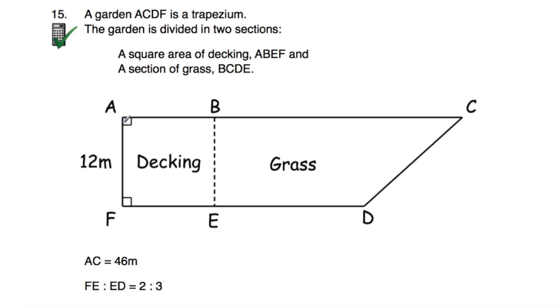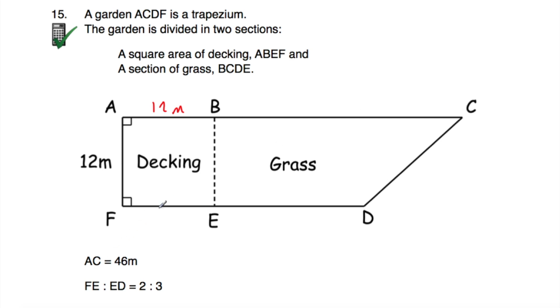You've got your two parallel sides, AC and FD, and we've got the distance between them being 12 meters. We're told the garden is divided into two sections: this decking region and this grass region. It's a square area of decking, so if this is 12 meters, this length here will be 12 meters as well, because this is a square area of decking, ABEF, and a section of grass, BCDE.